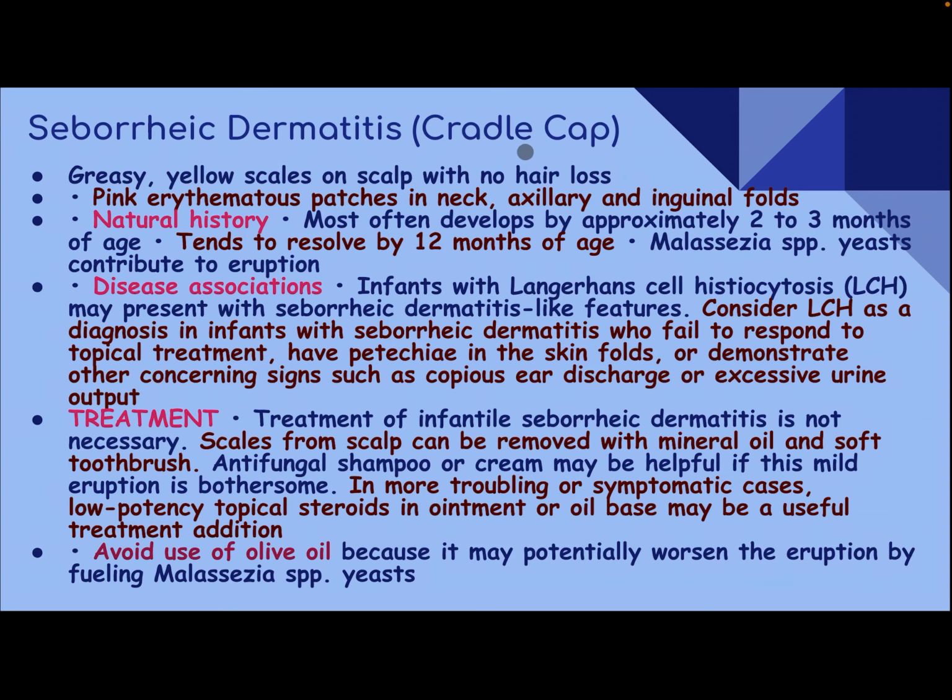Seborrheic dermatitis, cradle cap: greasy yellow scale on the scalp with no hair loss, pink erythematous patches in the neck, axilla, and inguinal folds. Natural history: most often develops by approximately 2 to 3 months of age, tends to resolve by 12 months of age. Malassezia species yeast contribute to the eruption. Disease association: infants with Langerhans cell histiocytosis may present with seborrheic dermatitis-like features.